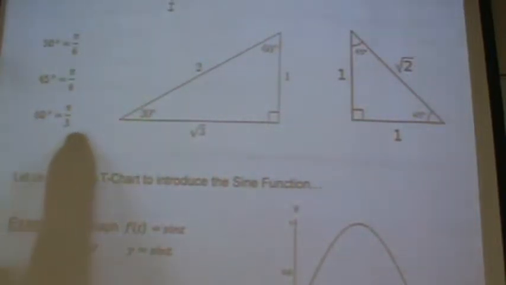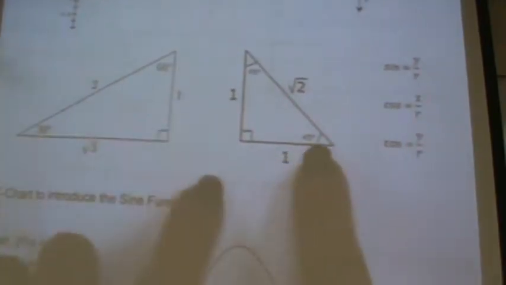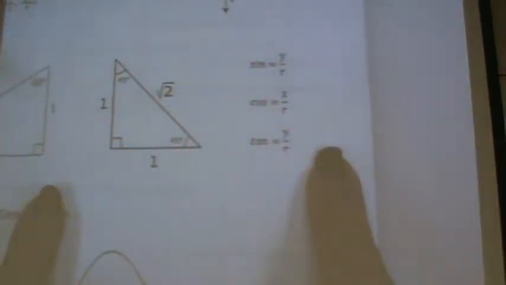You also learned that a 30-degree angle is the same as pi over 6. A 45 is pi over 4. A 60 is pi over 3. You know backwards and forwards now these triangles, right? A 30 is 1, 2, root 3. A 45 is 1, 1, root 2. And then you have your three ratios, sine, cosine, and tangent.